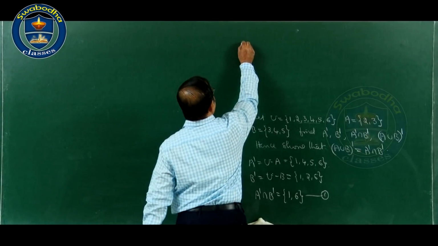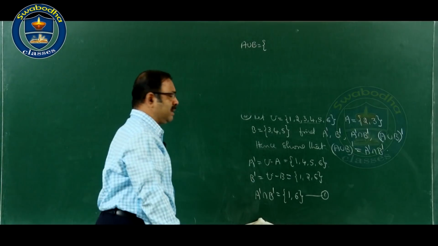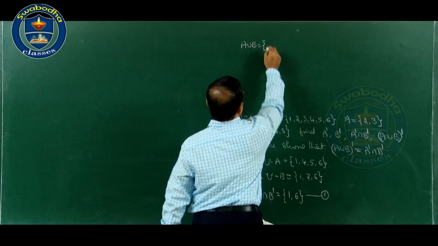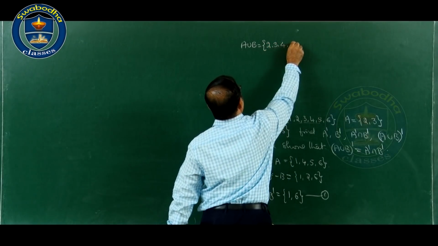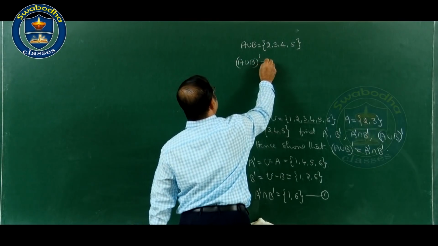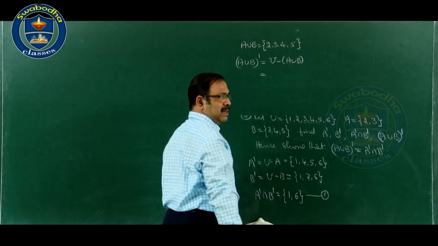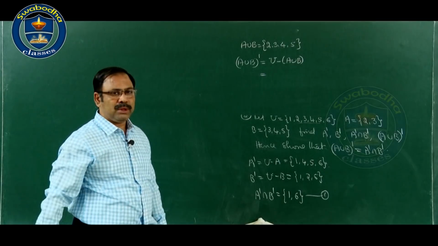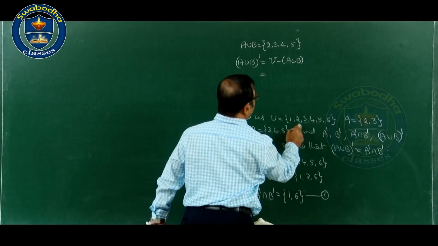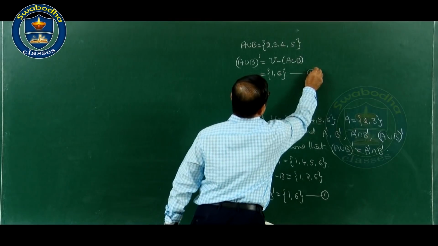Next we write A union B. What is A union B? A union B is equal to 2, 3, 4, 5. Now, what is A union B complement? U minus A union B. So, subtract A union B from U, where U is 1, 2, 3, 4, 5, 6. So, that is 1, 6. Take this as 2.